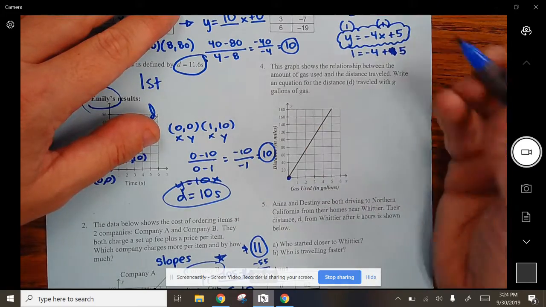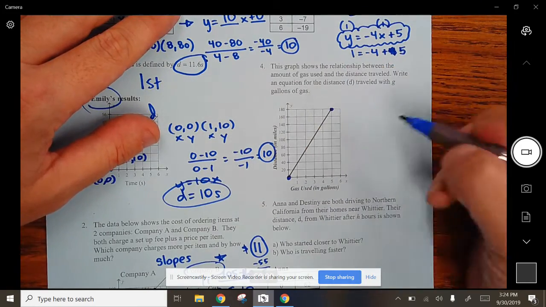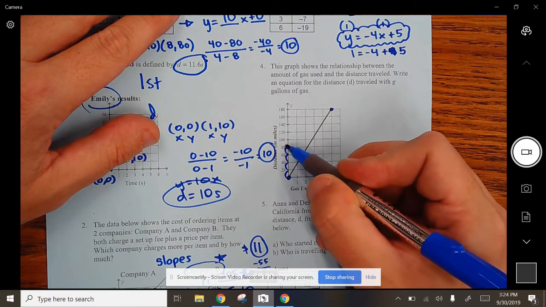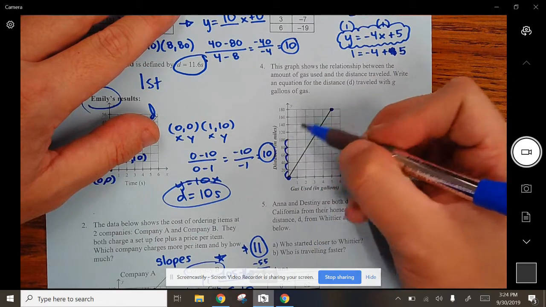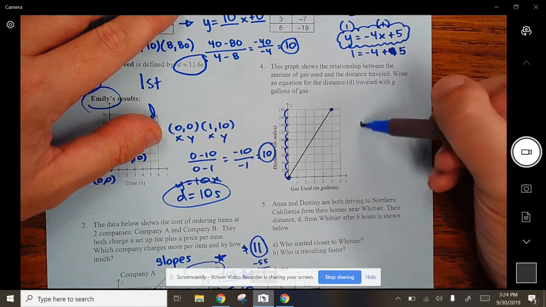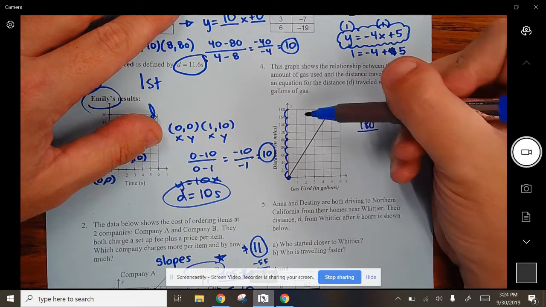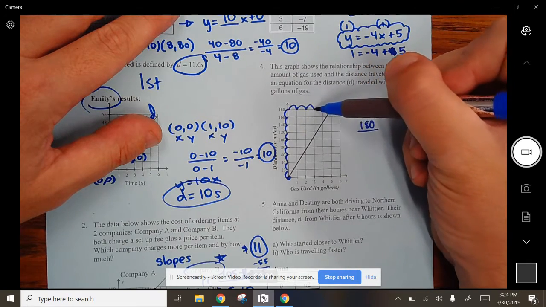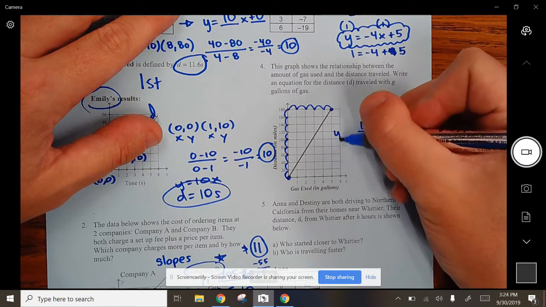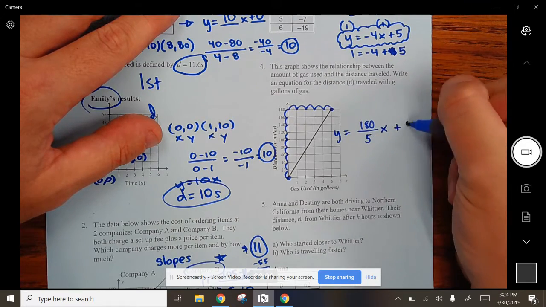All right, number 4. This is proportional. And here is the other point. So if I was to go ahead and do this, it'd be up 20, 40, 60, 80, 100. Look at the coordinates. Look at the units. What's that? 120, 140, 160, 180. Rise 180 over 1, 2, 3, 4, 5. 180 over 5. So y equals 180 over 5x plus 0.